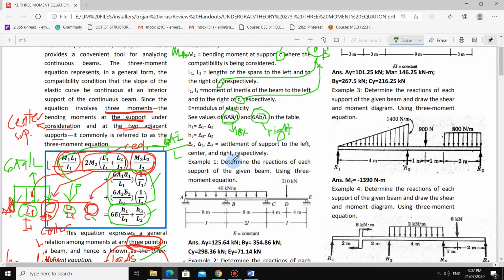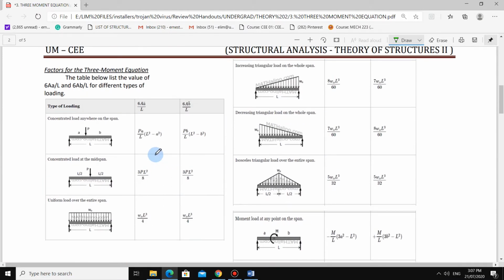So, back to the table. The table shows the list of 6A A bar over L and 6A B bar over L from different types of loading. For a concentrated load anywhere on the span, this is the 6A A bar over L, then this is the 6A B bar over L. How about for the concentrated load at mid span? It is 3P L squared over 8, then 3P L squared over 8 for the other.